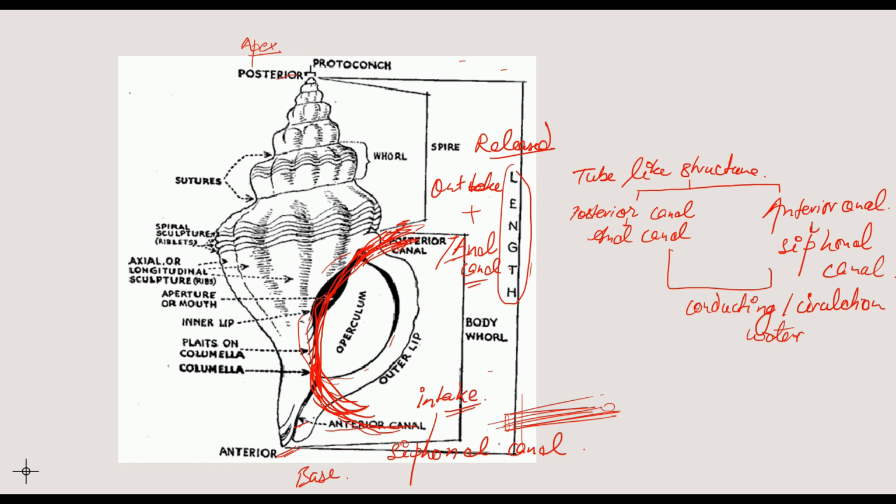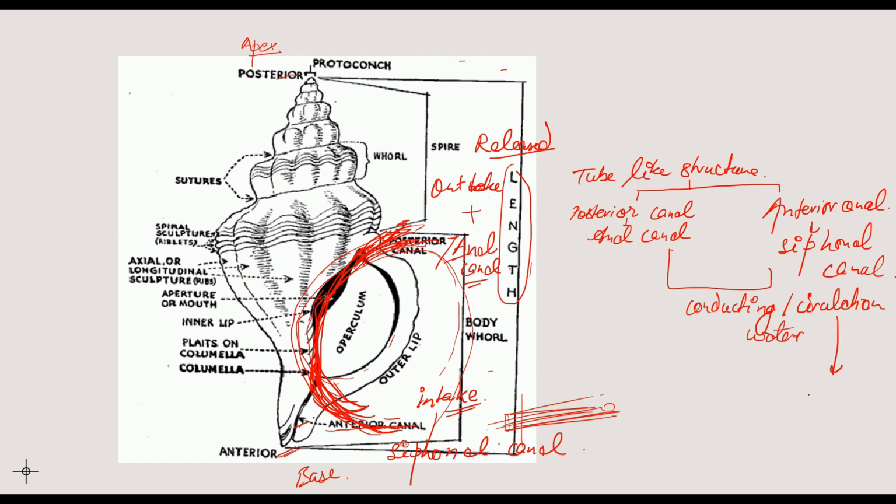Okay, so this is actually a circulatory movement. This is the continuous circulation of water. Here is the intake, and here is the outtake. This is how this particular organism utilizes water to survive or feed. So this is the whole circulatory movement.